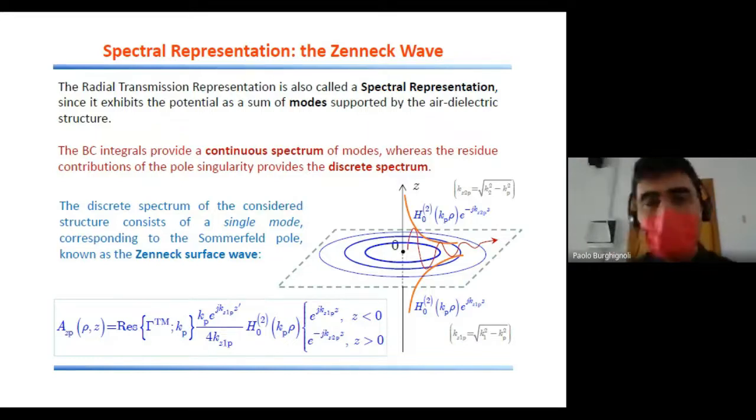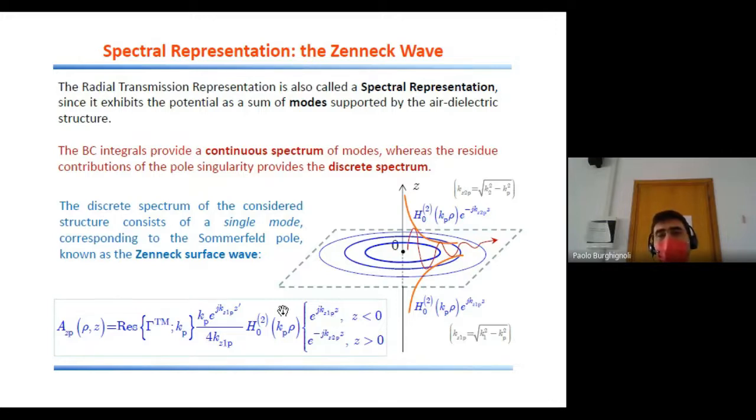It's named after Jonathan Zenneck, who at the beginning of the last century studied the problem of the interface between two different media and discovered the existence of this solution. If you employ the residue theorem, you can easily find the potential associated with this Zenneck surface wave. That potential would be proportional, through the residue at the Sommerfeld pole, to the Hankel function evaluated at Kp rho, where Kp is the Sommerfeld pole. The dependence on the vertical coordinate z is given by simple exponentials, e to plus or minus j kz1 or kz2 times z, depending on the medium you are considering.